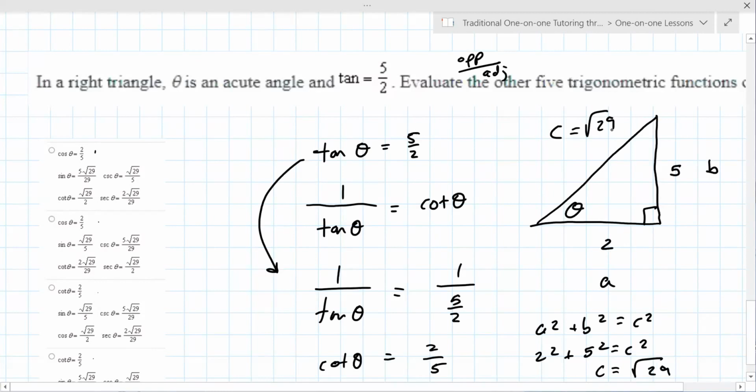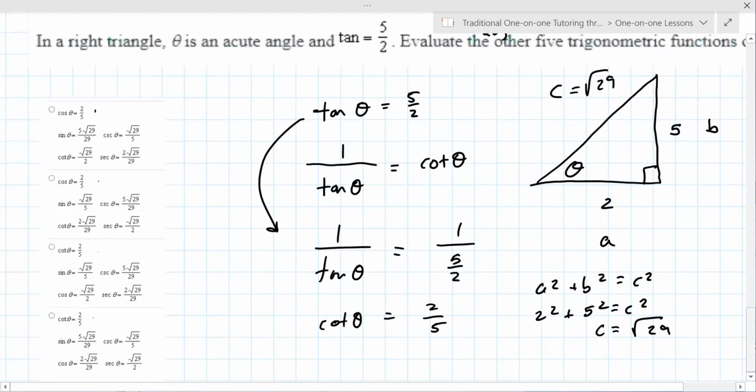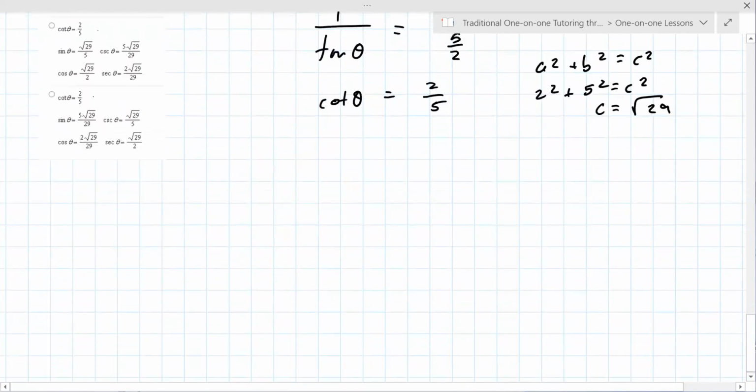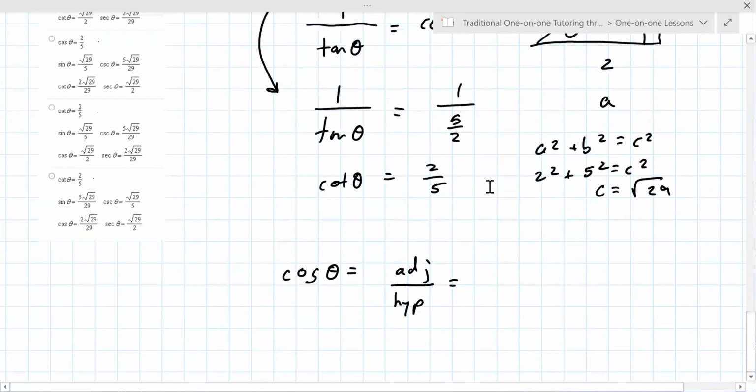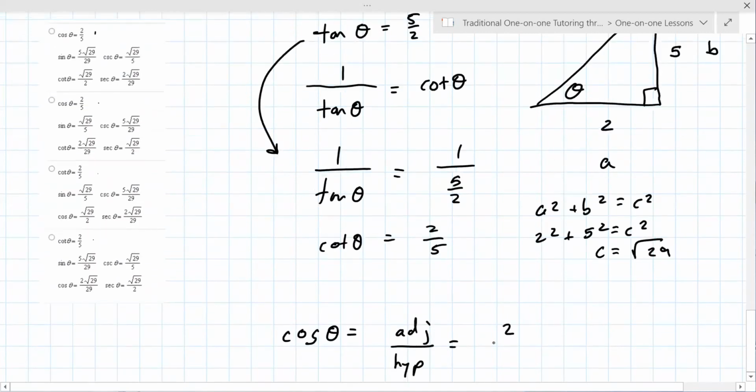Okay. And unfortunately, it doesn't look like we're going to quickly find anything to eliminate, but we'll do it one at a time. So let's first find us a cosine of theta. Cosine of theta is the adjacent over the hypotenuse. So when you go back up to your picture, adjacent to this angle right here is 2, and the hypotenuse is the square root of 29. It's 2 over the square root of 29. And you do have to rationalize, which means you have to multiply the top and the bottom by the square root of 29.